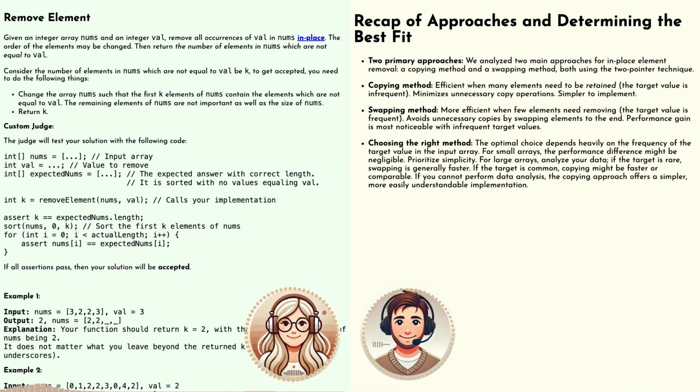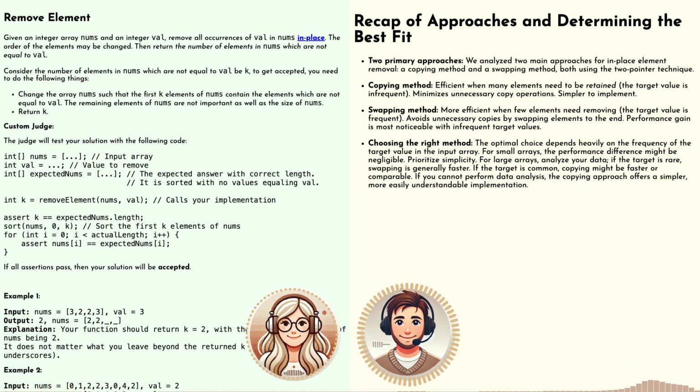Then we moved on to the optimized swap and shrink method, where pointer N is like our boundary guard. Right, we're swapping those target values to the back and shrinking the active section as we go. Exactly. And this approach is perfect when the target value is like a needle in a haystack, appearing only a few times.